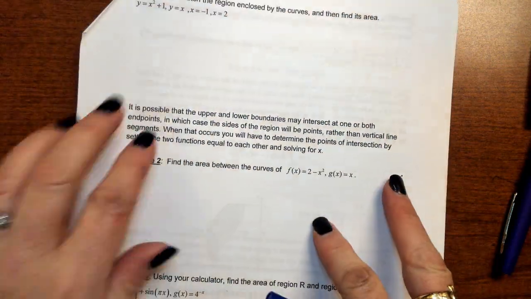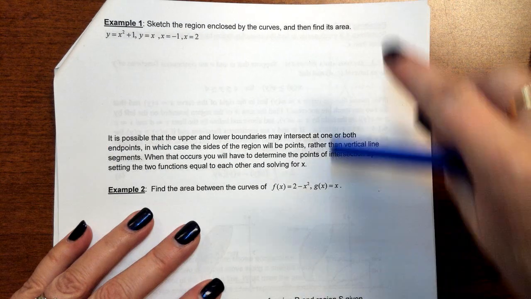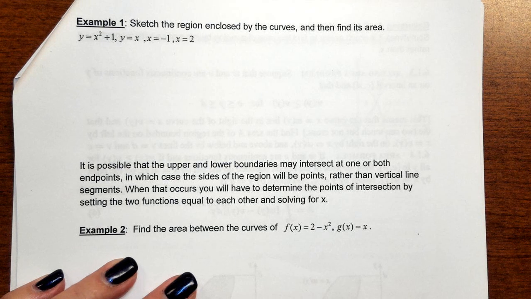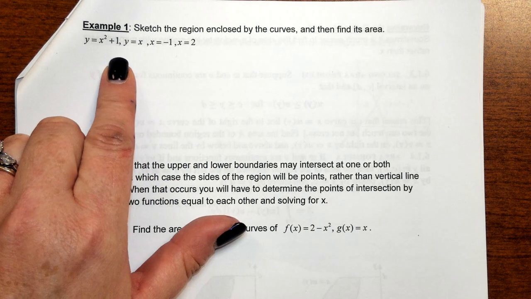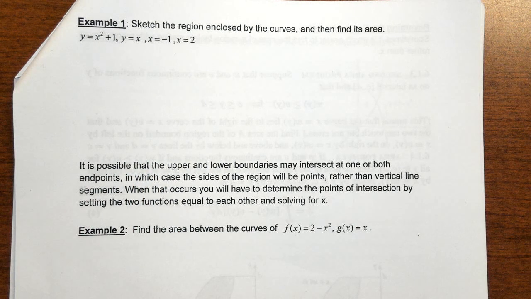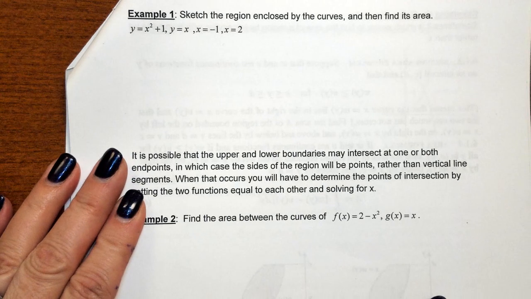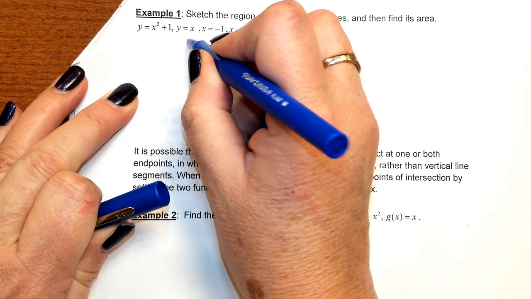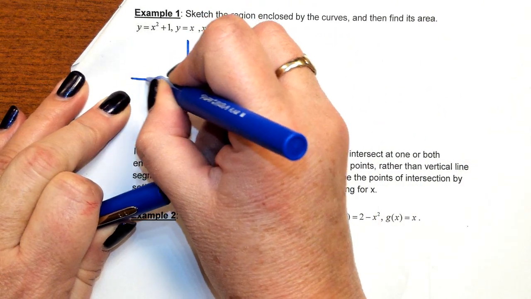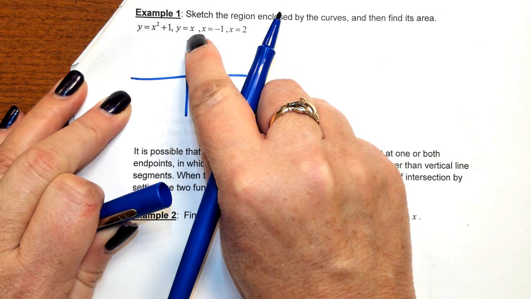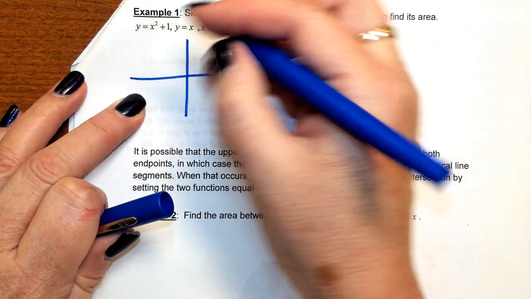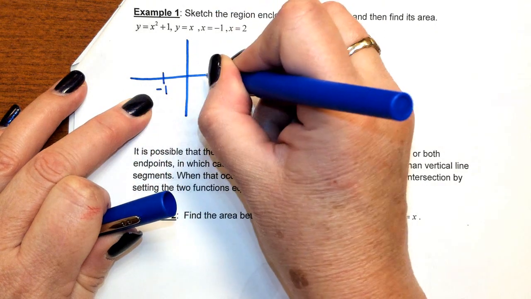So for example, suppose I want to sketch the region enclosed by the curves and then find its area. This is an example where, again, the graph is not given to us. We want to sketch the graph by hand because we do not know which will be our f of x minus our g of x. So x squared plus 1 we know is a parabola. y equals x is a line, and I want to sketch the region from x equals -1 to x equals 2. So here's x equals -1.